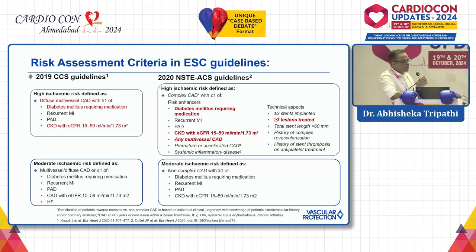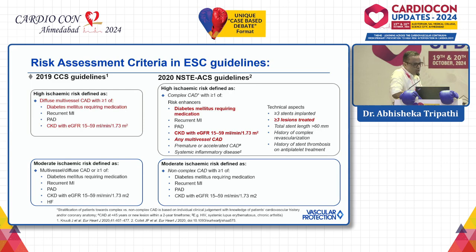Now we all know who the high risk patients are. If the patient has complex CAD and some risk factors like diabetes, recurrent MI on antiplatelet, peripheral artery disease, or some atherothrombotic event in another vascular territory, which can be limb ischemia or cerebrovascular event, or CKD with GFR less than 60. So these are the patients with high thrombotic risk, and these are the patients who have chronic coronary syndrome.